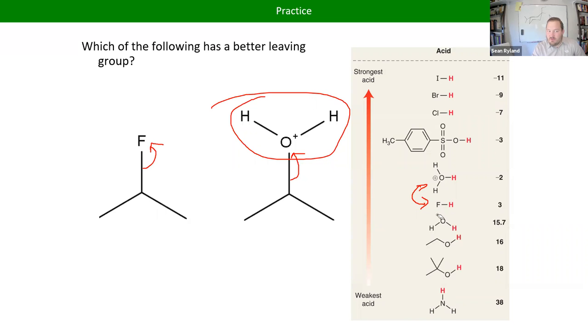Nitrogen, oxygen, and fluorine, since they're all in the same row of the periodic table, we would expect their bonds to be close to the same strength, and fluorine to be a better leaving group than hydroxide or a nitrogen because it's more electronegative. But it's not as good a leaving group as those other halogens that have that bigger mismatch in size.